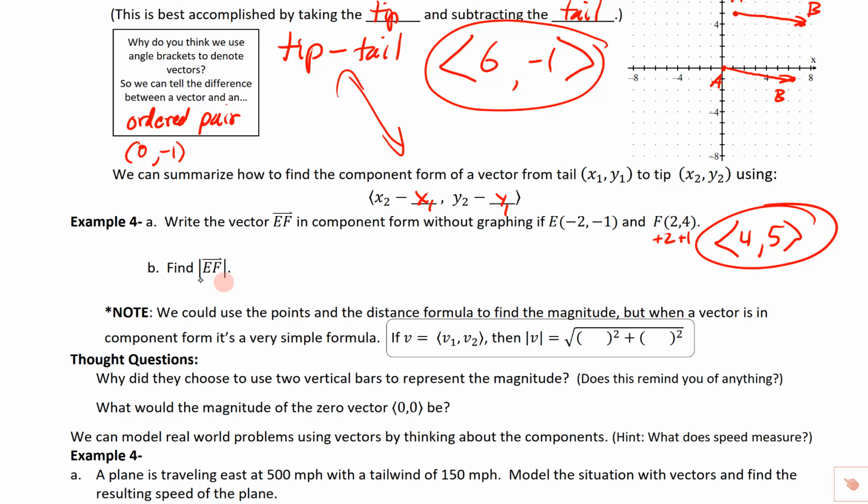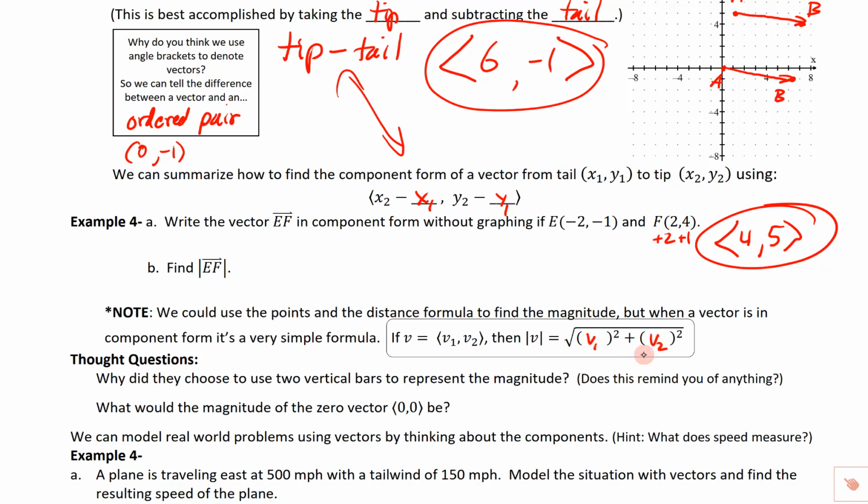And then it says find the magnitude of vector EF. So we've got the vector EF in component form here. And it's important to point out that we could use the distance formula between E and F, and we could find it that way. But since it's in component form, there's actually a really simple formula to find the magnitude of a vector in component form. So if vector V is <V1, V2>, in those angle brackets right there, so V1 is the horizontal component and V2 is the vertical component, then the magnitude of that vector is simply a big square root, and then it's going to be V1 quantity squared plus V2 quantity squared.